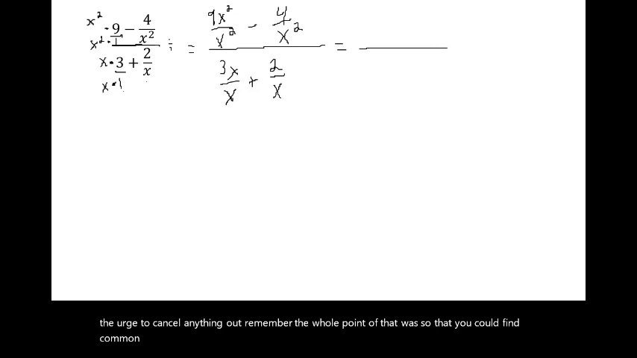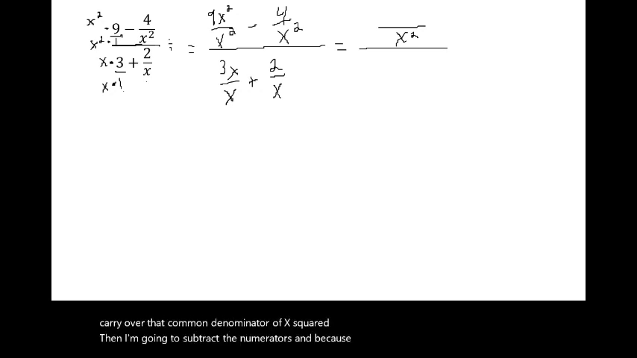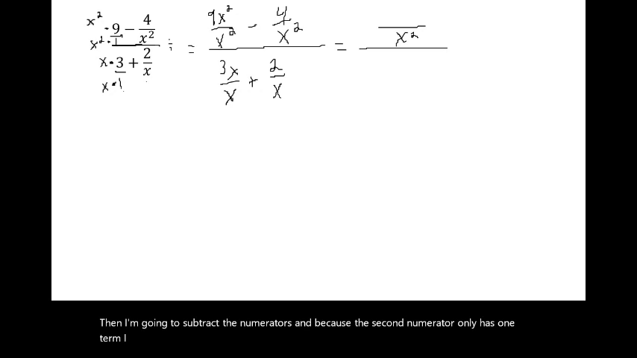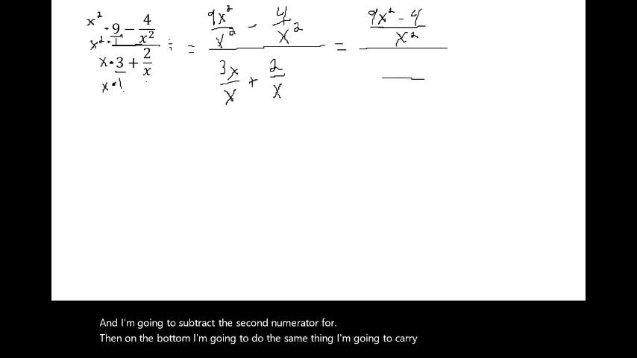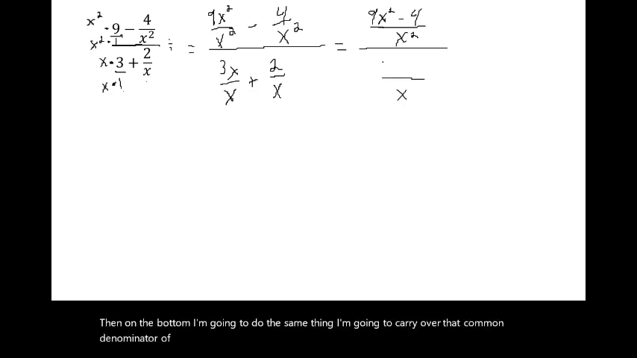So on the top here, I'm going to carry over that common denominator of x squared. Then I'm going to subtract the numerators, and because the second numerator only has one term, I don't need to worry about distributing the minus sign. So I'm just going to take the first numerator, 9x squared, and I'm going to subtract the second numerator, 4. Then on the bottom, I'm going to do the same thing. I'm going to carry over that common denominator of x, and I'm just going to add the numerators, 3x plus 2.